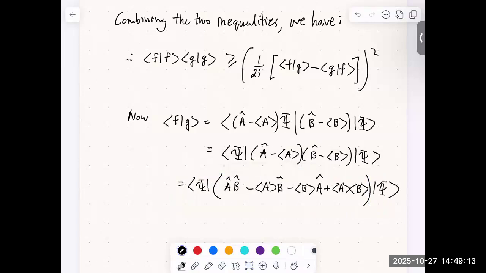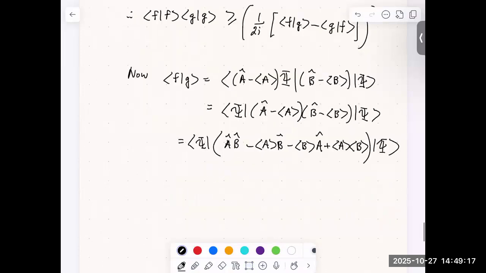So let's see. This is equal to <A hat, B hat>. All right, but if I just think of A hat times B hat as some new operator, C hat, then <psi|C hat|psi> is just the expectation value of that operator. So this is the expectation value of A hat B hat.